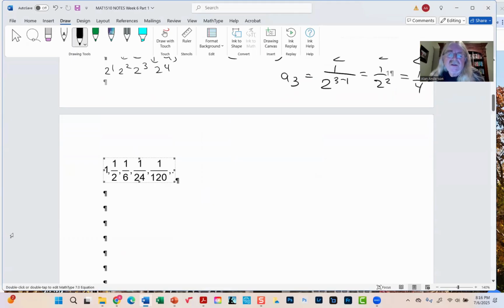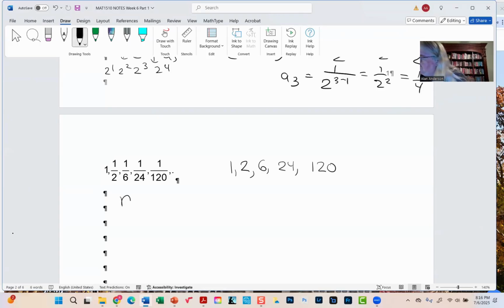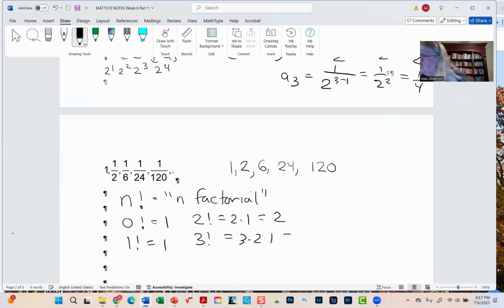Now here, this one's a little trickier. And if you look at those numbers, you might remember this notion of the factorial operator, where we start with 0 factorial is 1, 1 factorial is 1, 2 factorial is 2 times 1, 3 factorial is 3 times 2 times 1, 4 factorial is 4 times 3 times 2 times 1. 5 factorial is 5 times 4 times 3 times 2 times 1, 120.